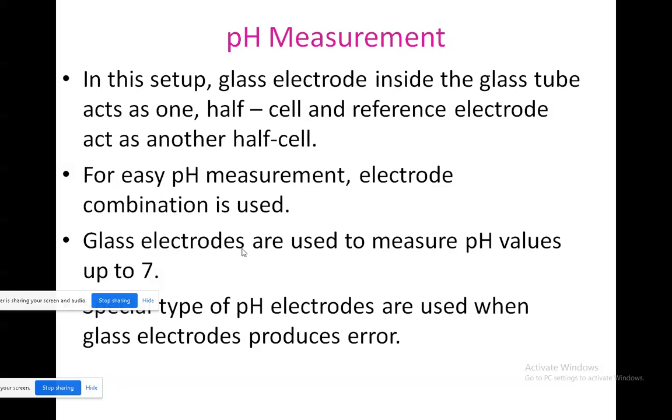So based on the electrode combination only, you are going to measure the pH value. You can select the type of electrodes for measurement as you need. Glass electrodes are preferred for finding the pH value up to 7. Up to 7 means acid. If your solution is acid, then you can use the glass electrode to find out the pH value.